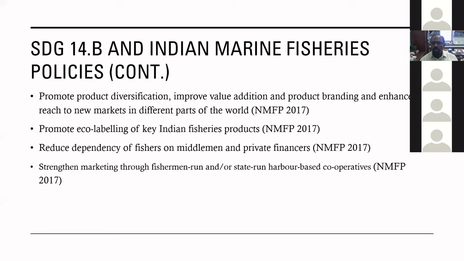And then there is talk of reducing dependency of fishers on middlemen and private financiers, strengthening marketing through fishermen-run and state-run harbor-based cooperatives. I think there are examples like this especially in Kerala, Maharashtra, and Gujarat. I think these maybe need to be further strengthened. Maybe the cooperatives are still very much into marketing of fish. They should be trained to also take an active interest in resource management, for example. So these are all important roles that a new modern cooperative can play. So I think the National Marine Fisheries Policy talks about that. So we can see whether this can be transposed into action.